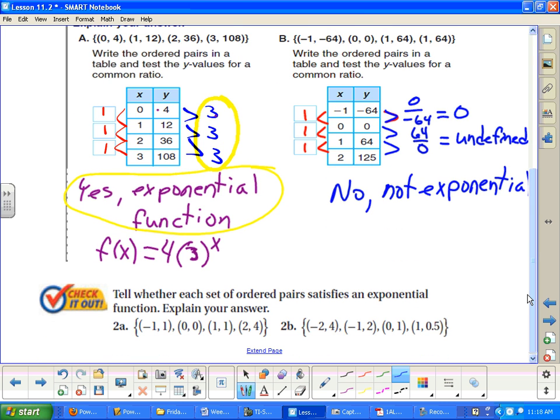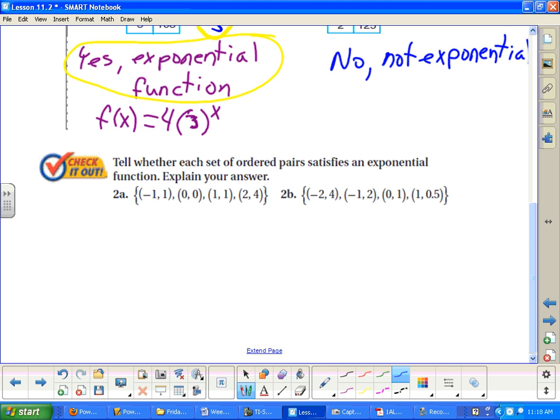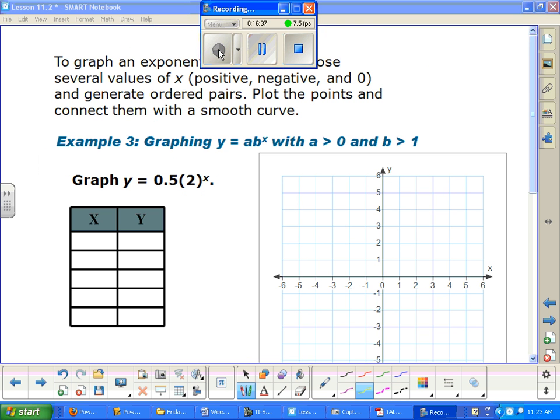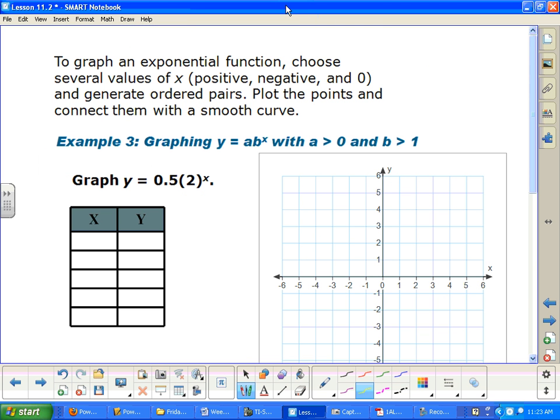All right. So check these two. Do both of these. Are they exponential? Does that set of data represent an exponential function or not? Okay, so we're going to do one more example. We're going to look at graphing.